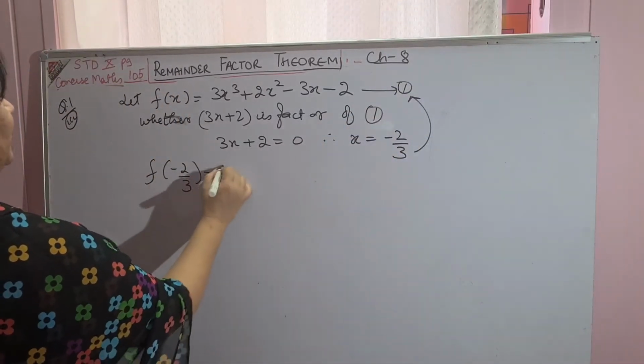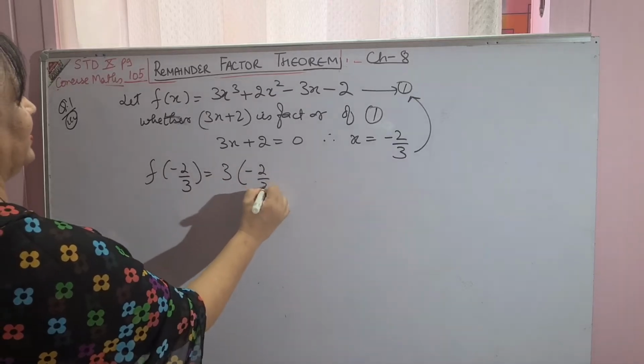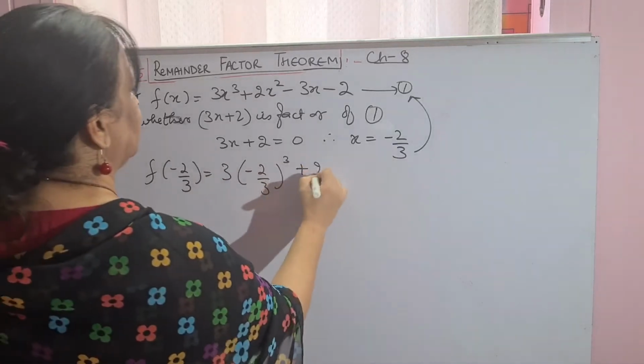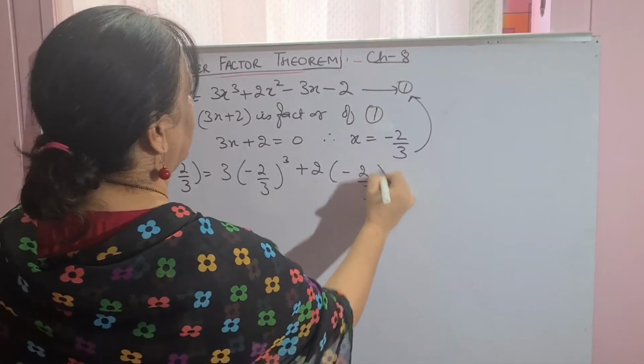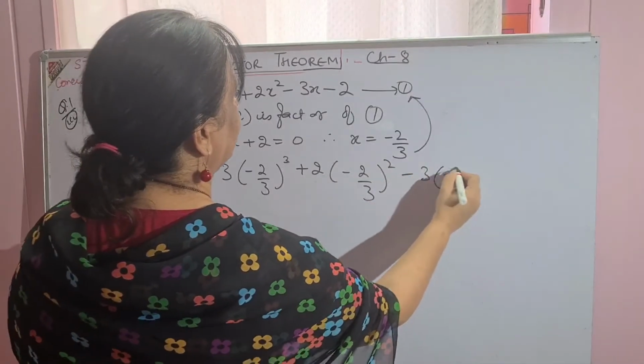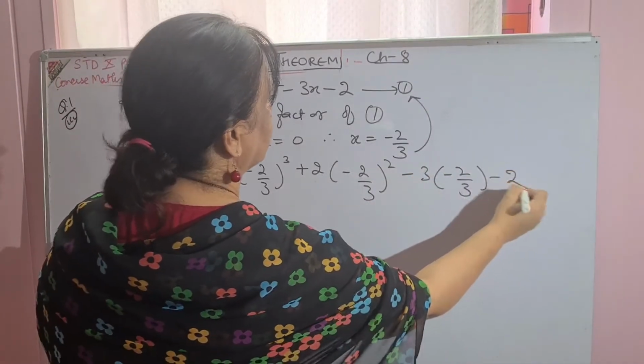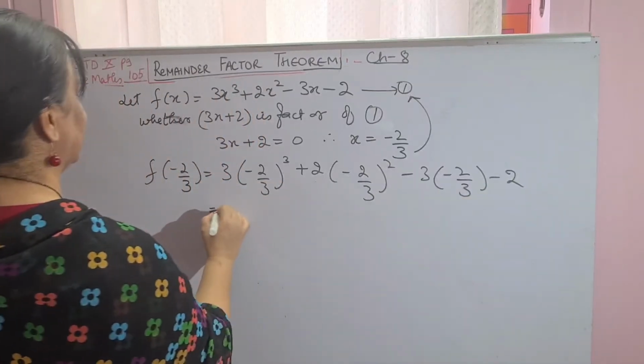If it does not come, then it is no. So (-2/3)^3 + 2(-2/3)^2 - 3(-2/3) - 2. Now I have to find out whether it is 0 or not.